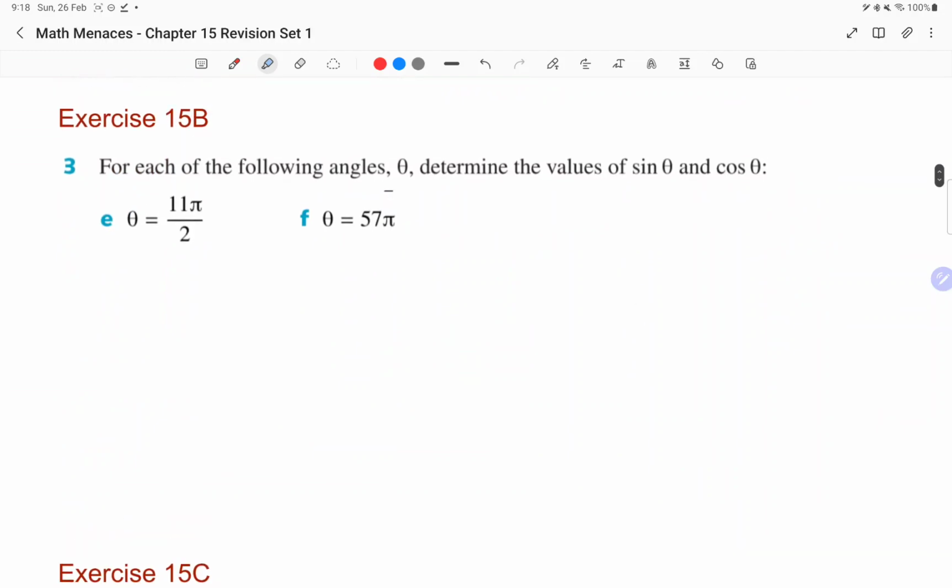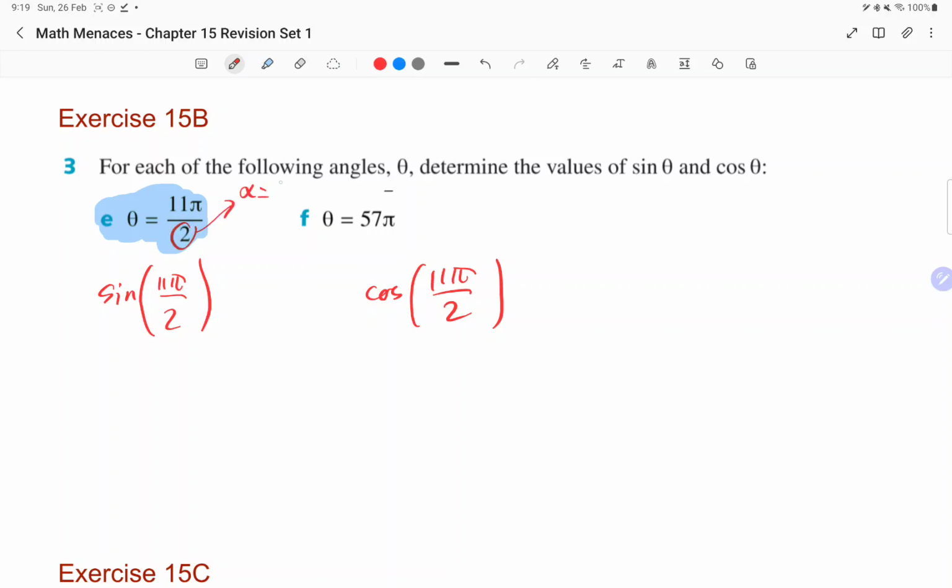Determine the value of sine theta and cos theta. So these are the harder questions. If you were to do, for example, question E, sine of 11 pi on 2 and cos of 11 pi over 2. Now, when you see pi over 2, what's the base angle?